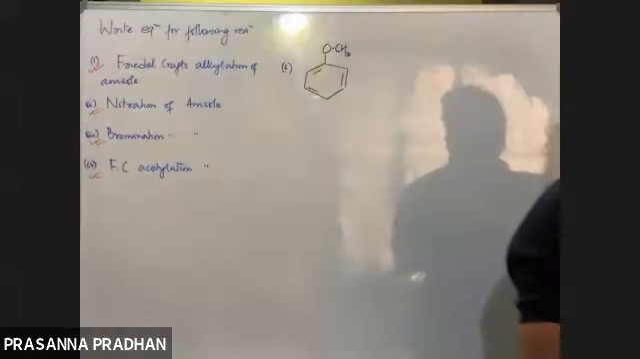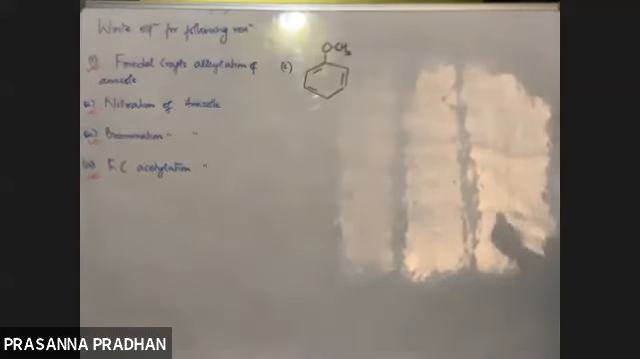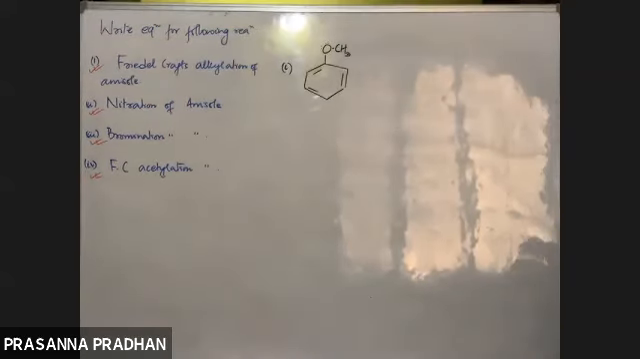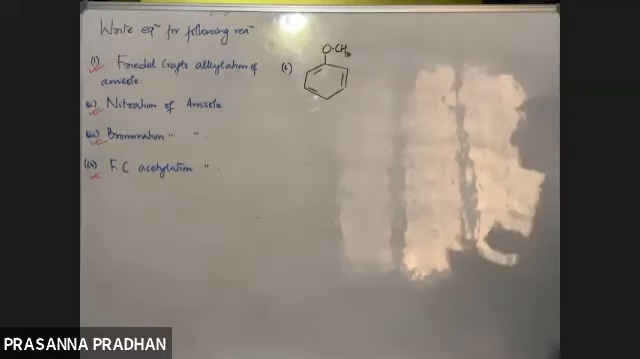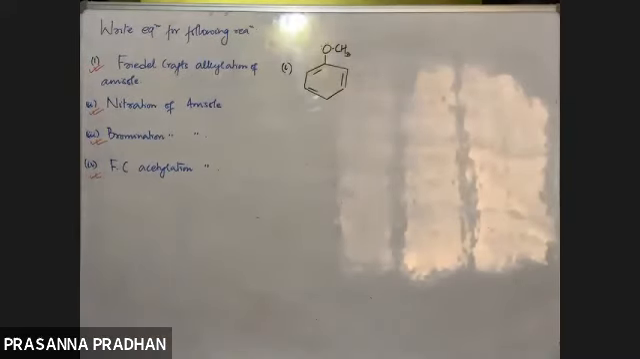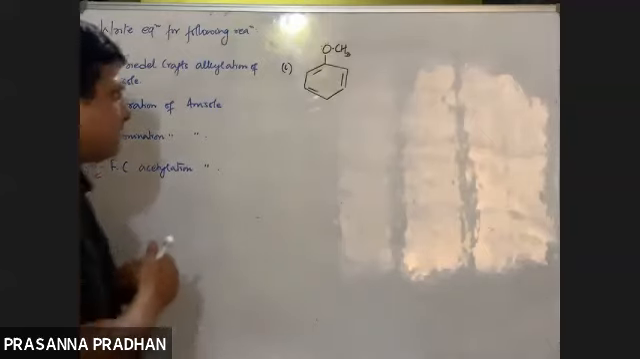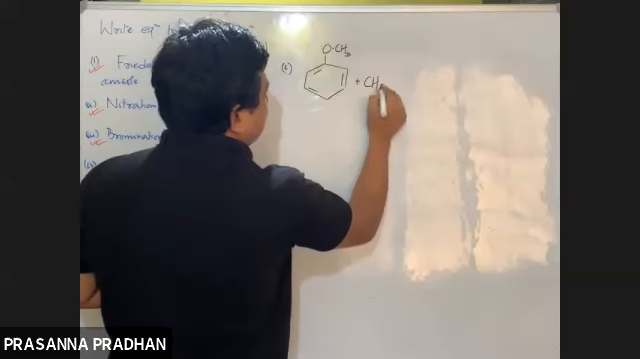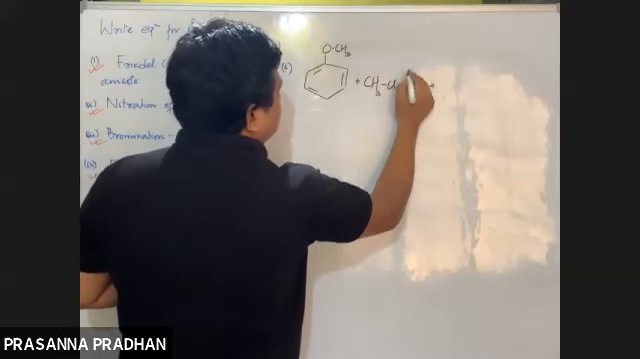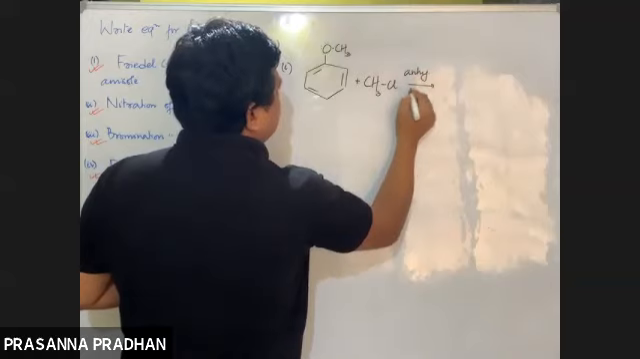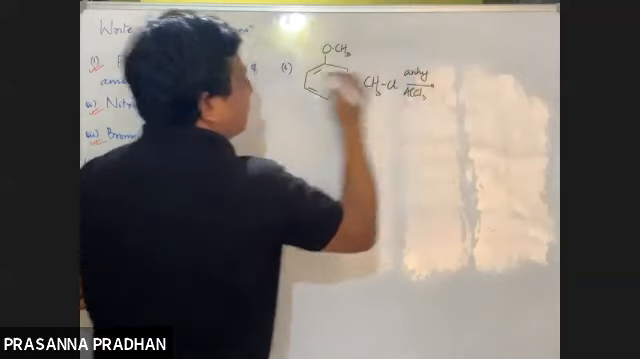What are the reagents we will be using? Alkyl halides. Which alkyl halide? Alkyl chloride, in presence of anhydrous AlCl3. So, for example, I can use methyl chloride in presence of anhydrous AlCl3. Now, what is going to happen?